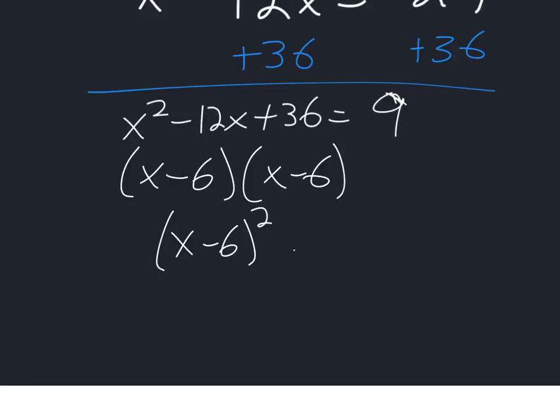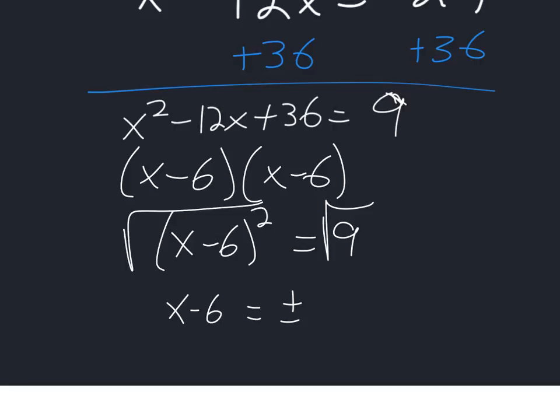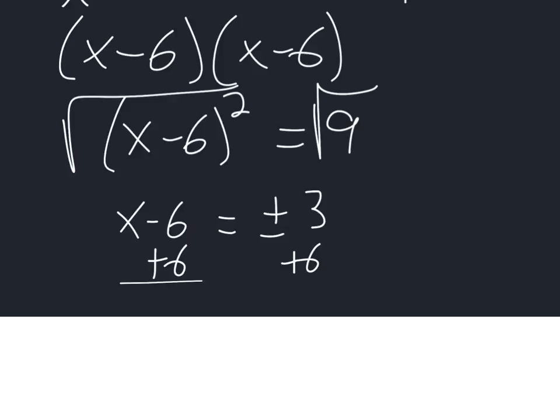And that was the whole purpose of this, because now we can solve this quadratic equation by taking square roots. We take the square root of both sides, and we get x minus 6 equals plus or minus the square root of 9, which is 3. Add 6 on both sides, and we get x equals 6 plus or minus 3.